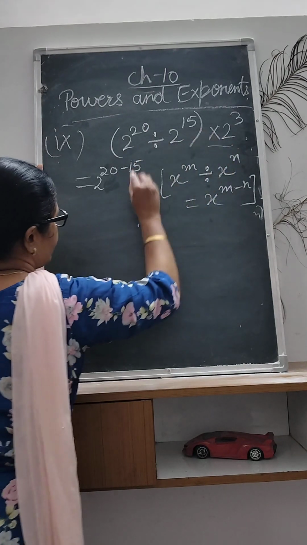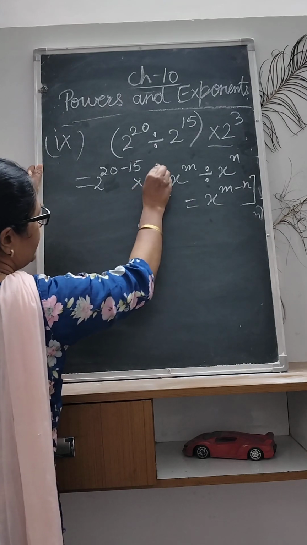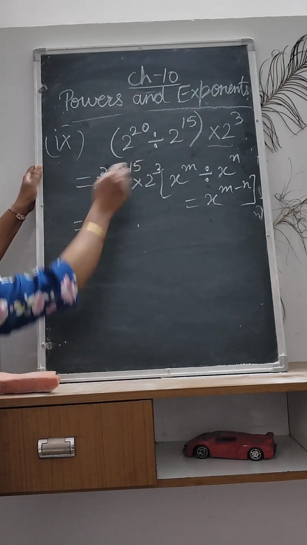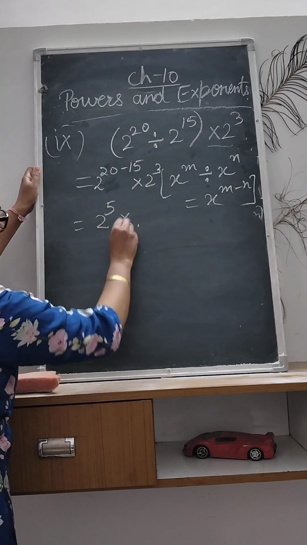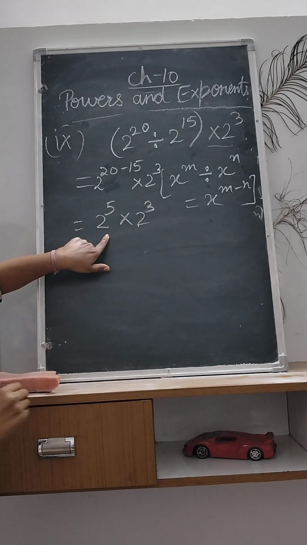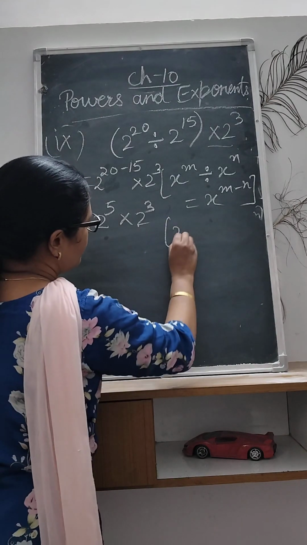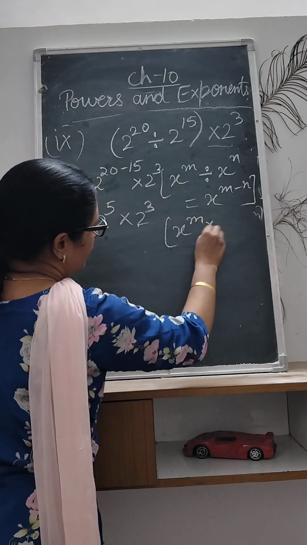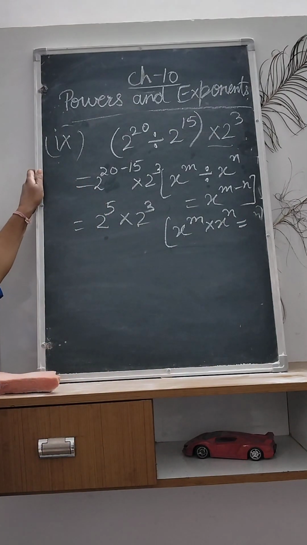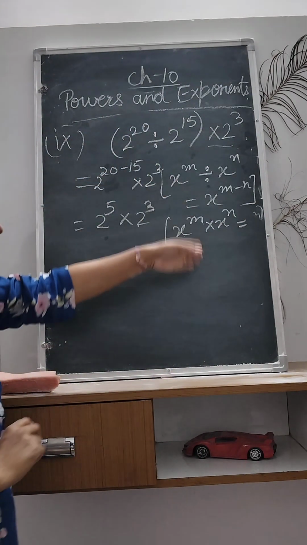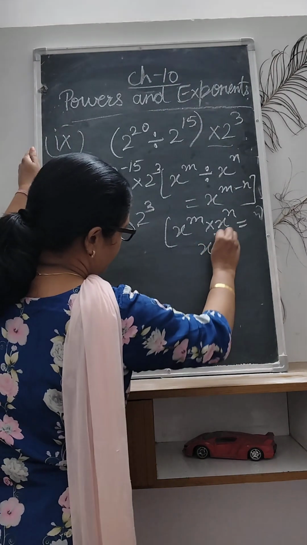Now it will come same into 2 raised to power 3. So when we subtracted 15 from 20, we got 2 raised to power 5 into 2 raised to power 3. Now we will apply the second law. We will write down the law. Okay? Don't write law 1, law 2. No one knows about it, but explain that law which you are writing.